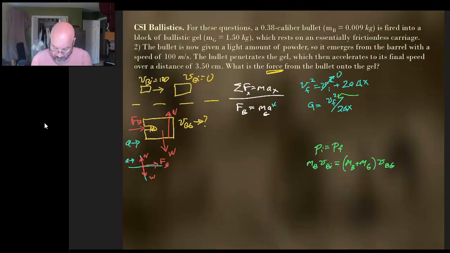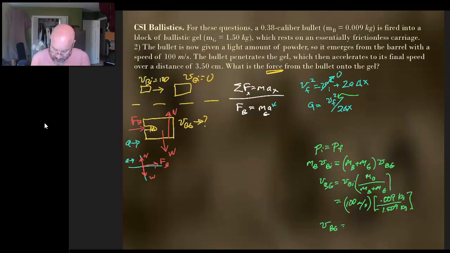Okay, and so we can see here that VBG is going to be VB initial, and it's going to be the mass of the bullet over the combined mass, like so. And if we put in some numbers there, we've got 100 meters per second and 0.009 divided by 1.509 for the combined mass, just like that. And what we end up getting for that velocity there is 0.596.